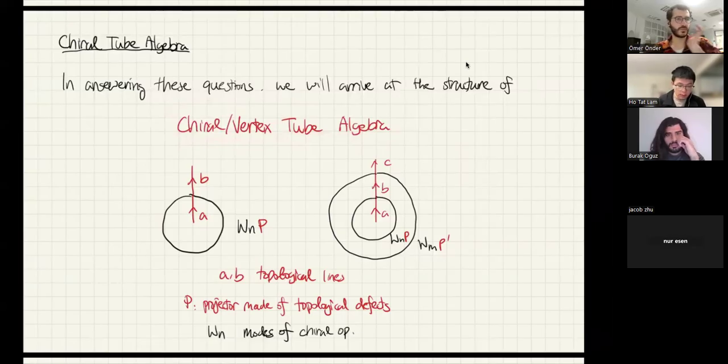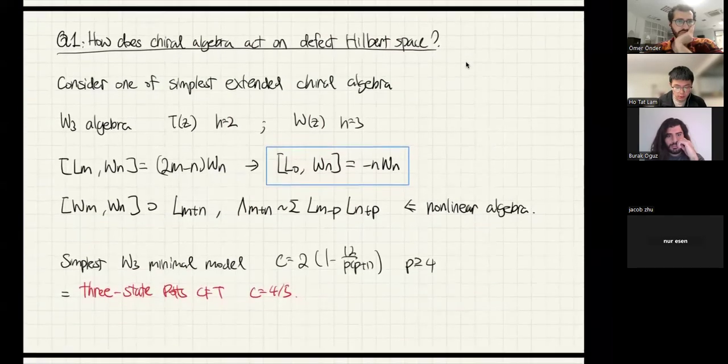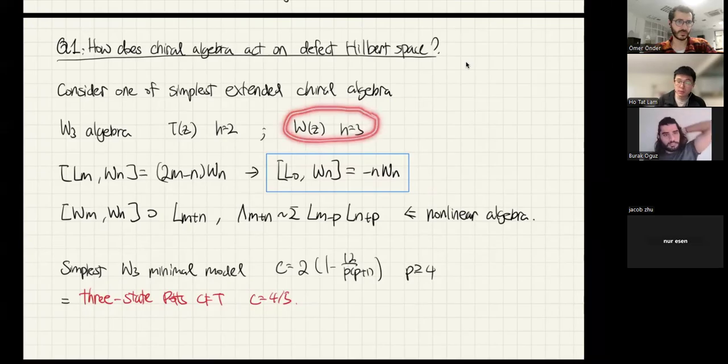Okay, so now I'd like to explain how these chiral tube algebras can help us answer the questions that we raised before. The first question we ask is: how does a chiral algebra act on different defect Hilbert spaces? First of all, I want to consider extended chiral algebras, meaning that we don't just have Virasoro algebras, we have something additional. The case I want to consider is when we include a spin-3 current. This is what's called the W3 algebra. I'm not writing down the details of the W3 algebra.